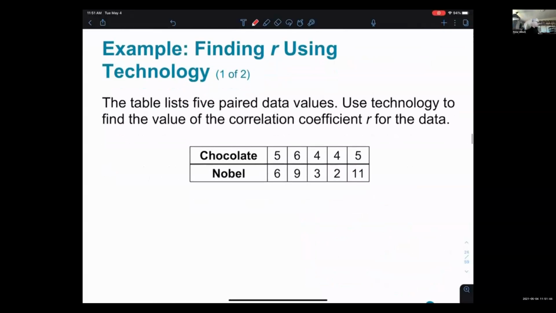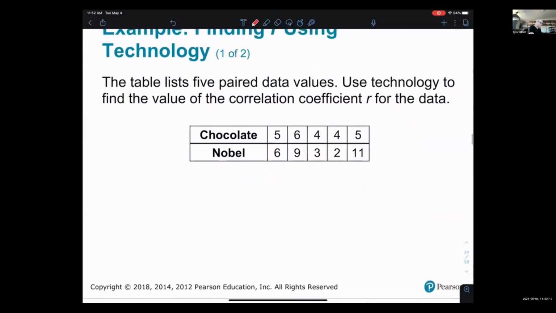So we have an example using technology, which is probably the one we'll want to look at, and then maybe we'll try to see if we can hop over and do an example from the homework set. So the table lists 5 paired data values. Use technology to find the value of the correlation coefficient R for the data. Notice this is a very small sample, only 5 pairs of data values. And they have something to do with chocolate and Nobel, which I believe stands for Nobel Peace Prize or something like that.